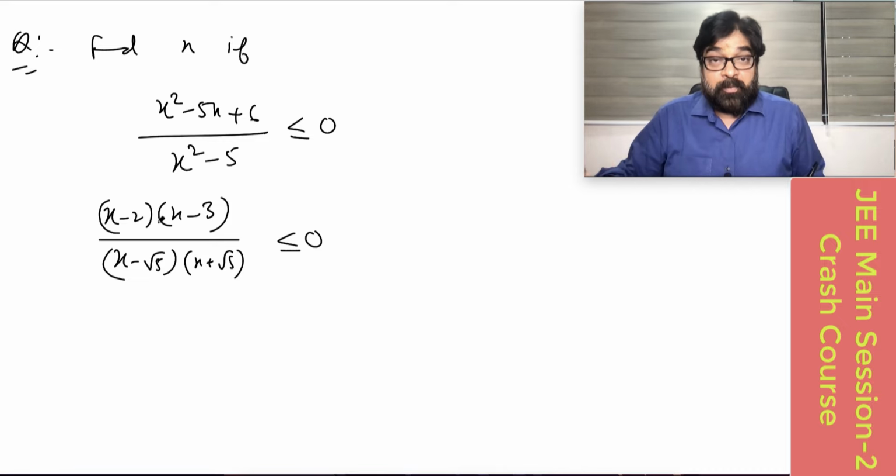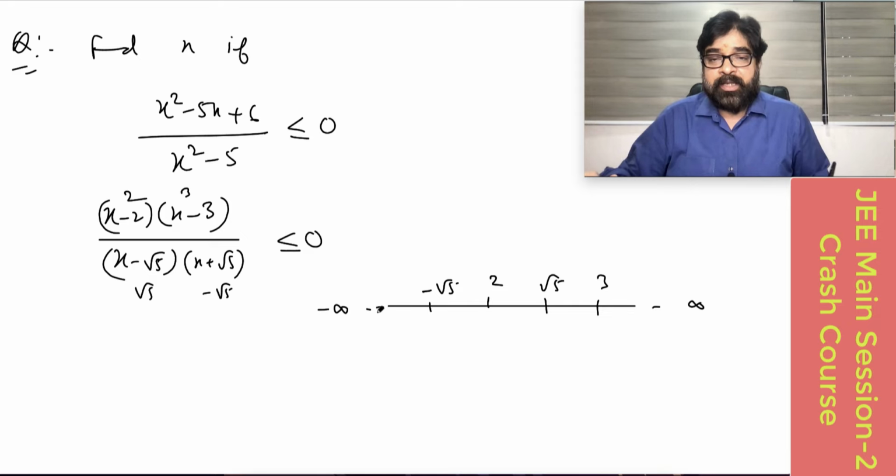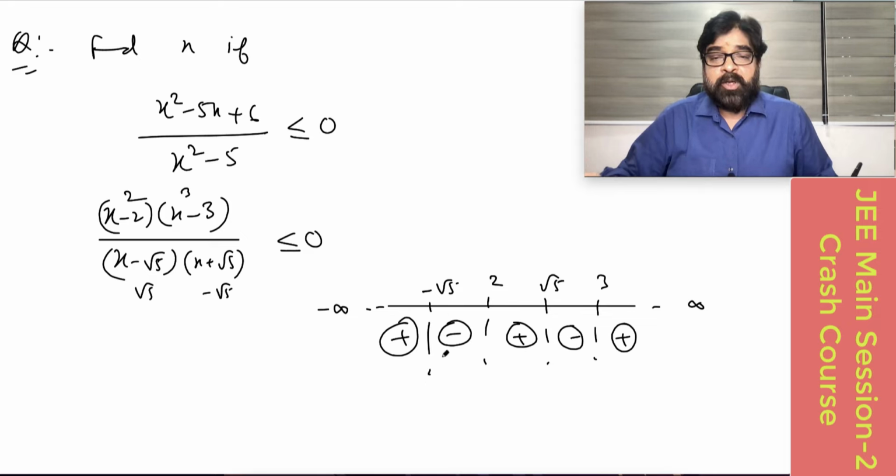Then make the coefficient of x positive. Find the critical point of each bracket. That is step 2: 2, 3, root 5, minus root 5. Plot in increasing order. Smallest critical point, minus root 5. Then 2. Then root 5. Root 5 will be 2 point something. Then 3. Here infinity, here minus infinity. Yes or no? This is positive, negative. We want what? We want less than 0. Less than 0 means negative.